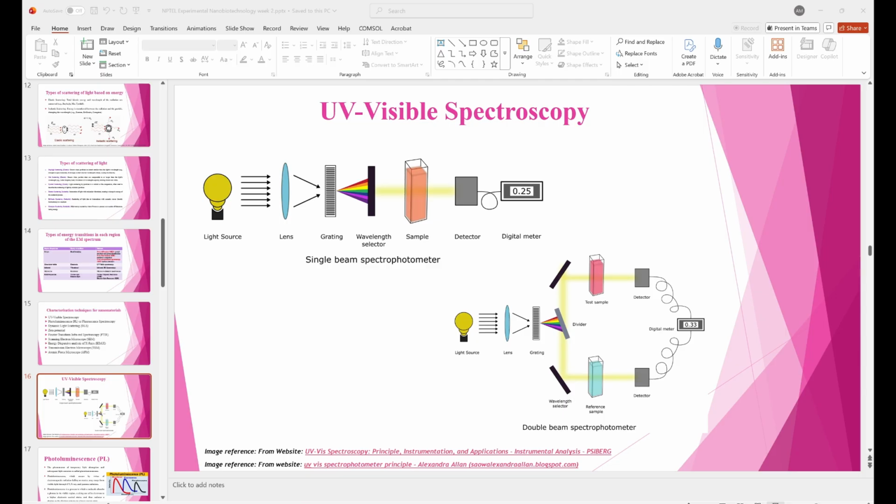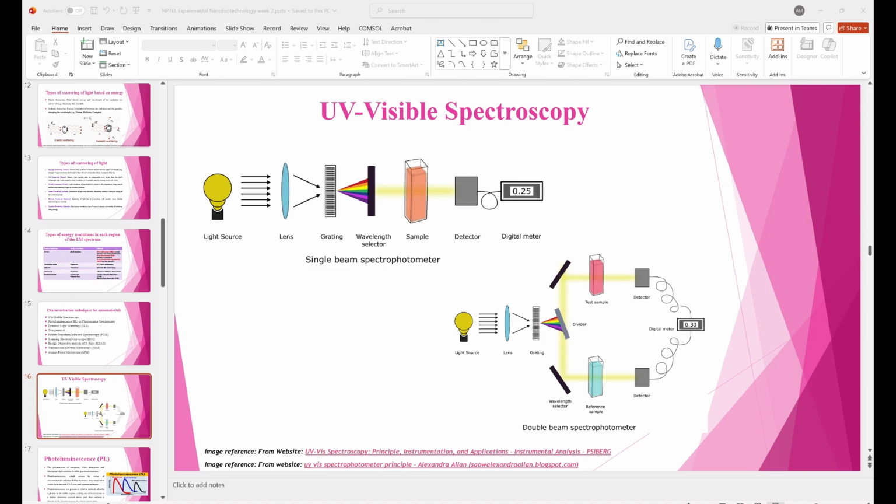Whereas the advantage of double beam spectrophotometer is that you keep your reference sample there. You do not remove your reference sample. You just split the light source into two, which will simultaneously pass your reference sample as well as your test sample, and then immediately subtract the absorbance of the reference sample from your test sample, and give more accurate results. So mostly we use double beam spectrophotometers in labs. So that is the difference between the double beam and the single beam.